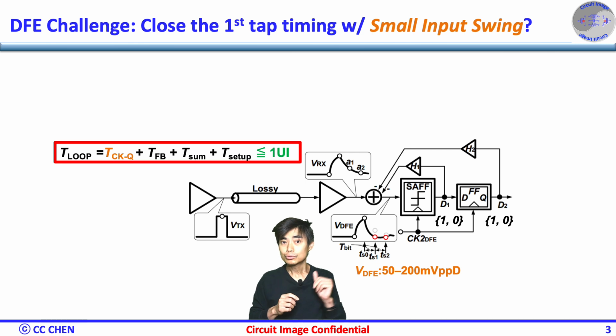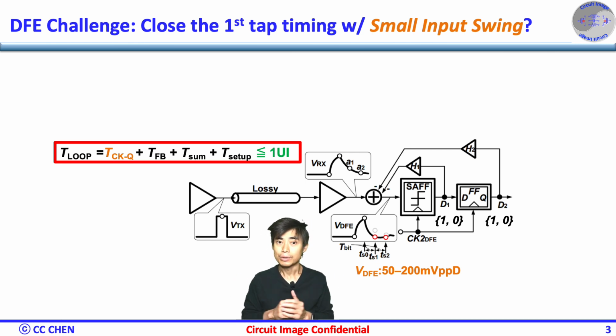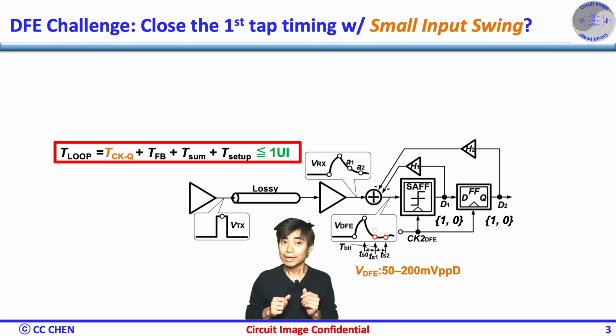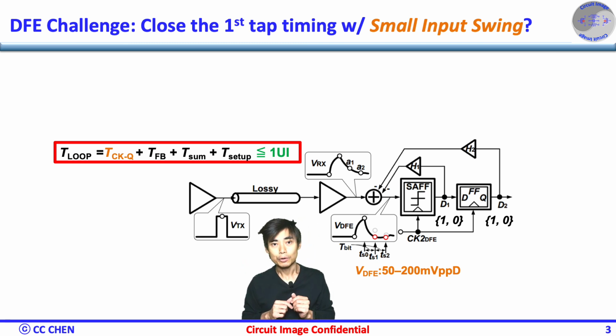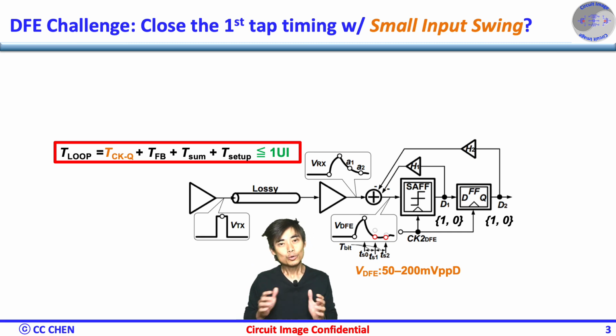Take the 2-tap DFE as an example and assume the channel may only have 2 post cursors. To get rid of the 2 post cursors, both taps must meet the timing. As you can see, the input analog signal could be only 50 to 200 mV peak-to-peak differential, and the sampler's output would be in full swing, which is also the input of the next tap.